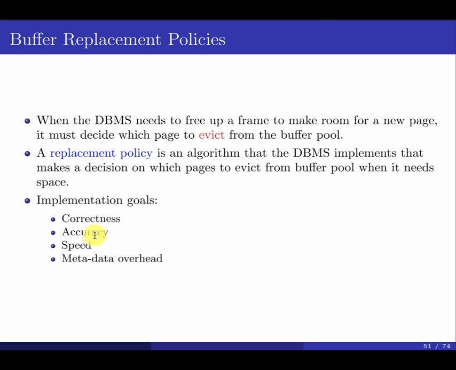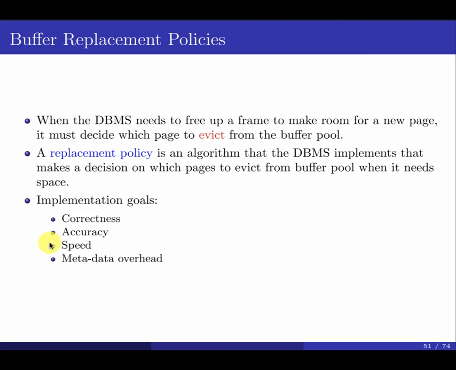Accuracy. What does that mean in this case? It should be as accurate as possible when choosing a page to be replaced. So we need to choose a page, and when you choose it, try to pick the page that most likely no one is going to use in the near future. Don't come up with a replacement policy that chooses a page that we're going to use maybe in the next iteration. In other words, try to pick the page that no one is going to use, at least in the near future.